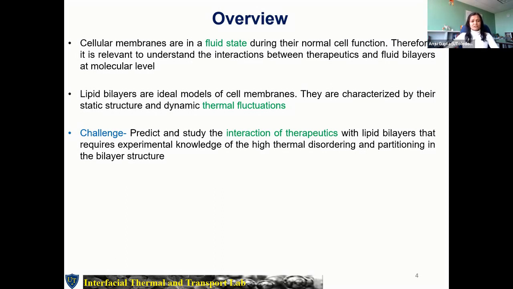So now the challenge remains twofold. How do we look at the structure of the lipid bilayer, and how do we study this thermal disordering through the partitioning?